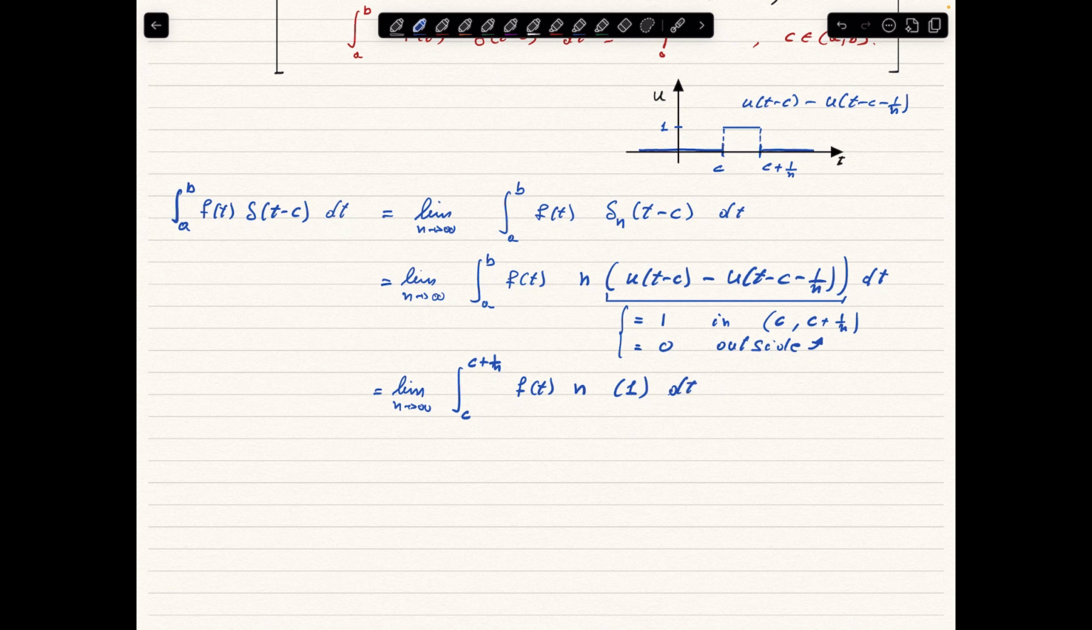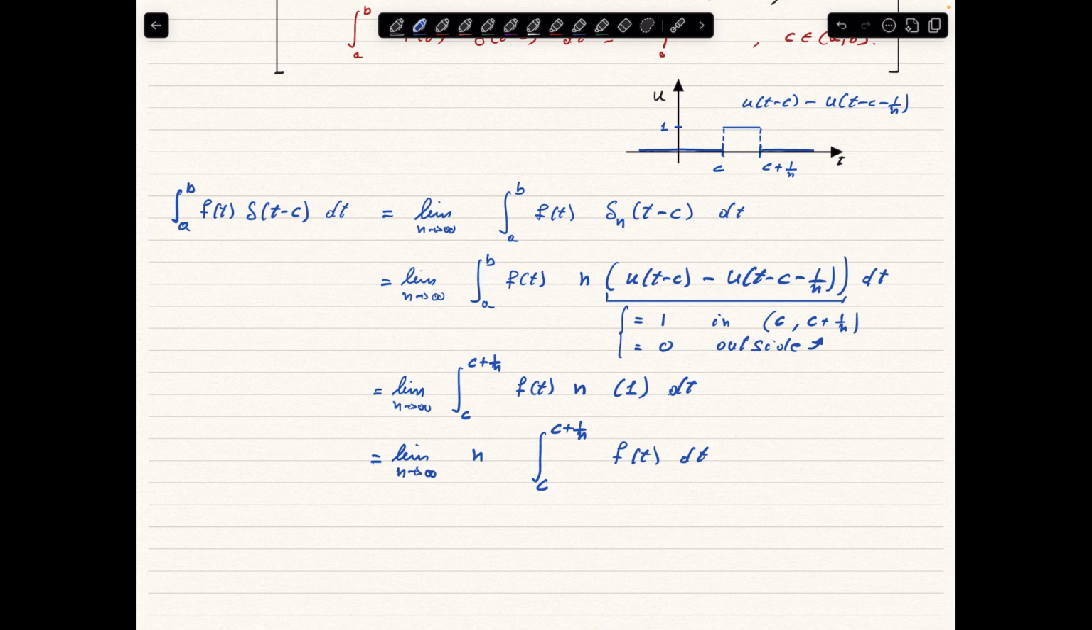So n, of course, goes outside. So we have the limit, n goes to infinity, and we have an n here, so that n goes to infinity. And then we have an integral on a very small interval from c to c plus 1 over n. This is a very small interval of the function f of t dt.